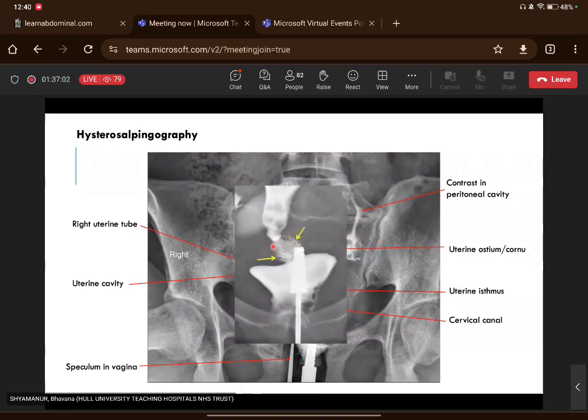And just a quick note on the cervical plicae palmatae, so the palm-like folds, that they can be seen quite well on HSG as well.